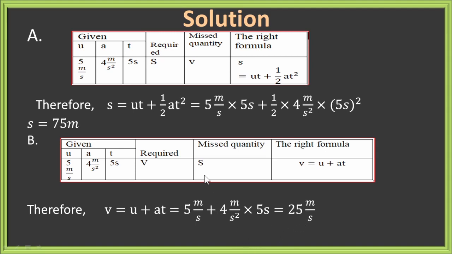This is the mechanism by which uniformly accelerated motion problems can be solved. This is an easy way. Please do not forget to write the given quantities and the required quantities and to identify the missed quantity. Identifying the missed quantity enables us to get the right formula easily.